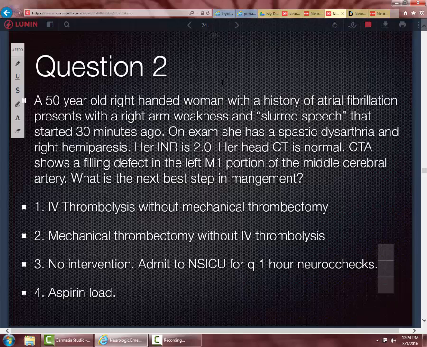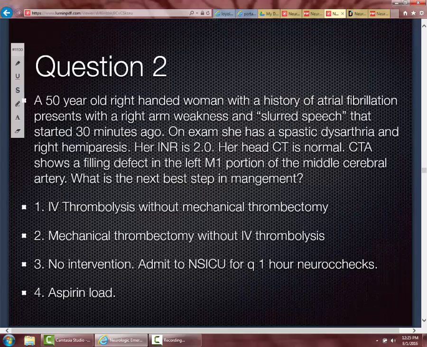Here's the second case. A 50-year-old right-handed woman with a history of atrial fibrillation presents with right arm weakness and slurred speech that started 30 minutes ago. On her exam, she has a spastic dysarthria and right hemiparesis. Her INR is 2. Her CT head is normal. A CTA shows a filling defect in the left M1 portion. That's a very proximal middle cerebral artery. What is your next best step in management?